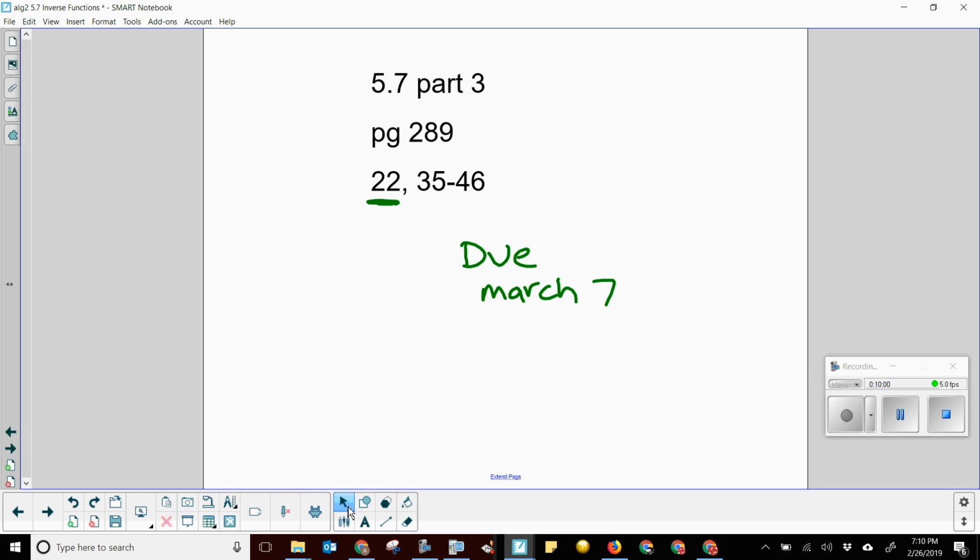So this one was a little weird, I know, but hopefully you get a better understanding of what is actually happening with inverses. And I will say 22 is kind of an older concept. I threw it in there because somehow I skipped it. But 35 through 46, it's just more finding the inverse.